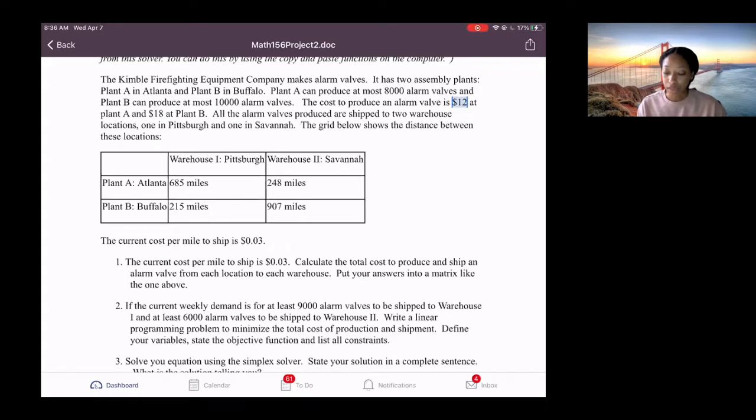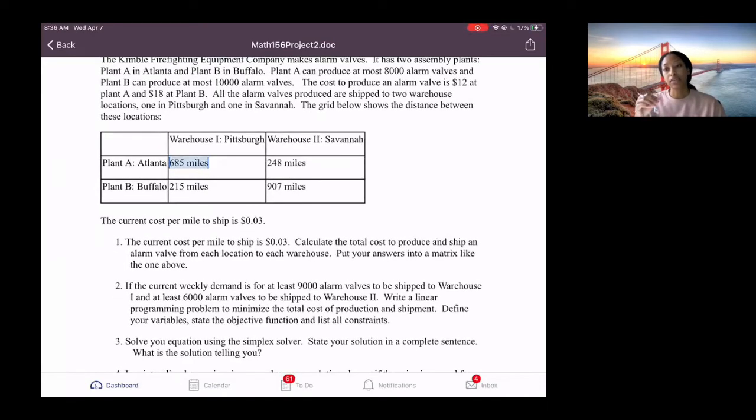And then for shipping, it's going to be 685 miles times 3 cents. Multiply all of that together, and that'll give you a cost from shipping a valve from Plant A to warehouse 1. And then you want to do something similar for A to warehouse 2, B to warehouse 1, and B to warehouse 2. So you should have a cost function that has 4 terms and 4 unknowns, okay?